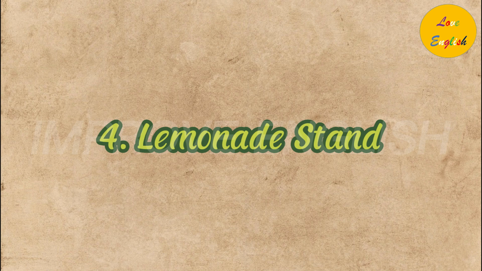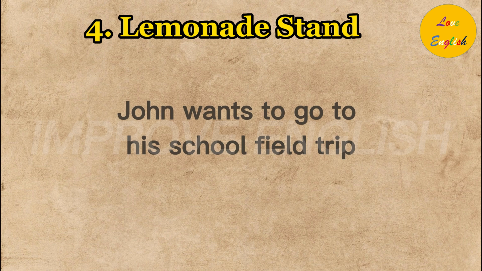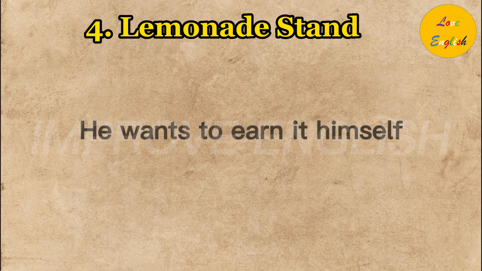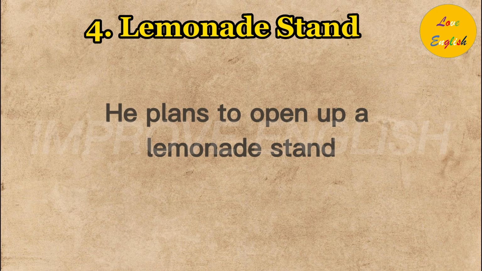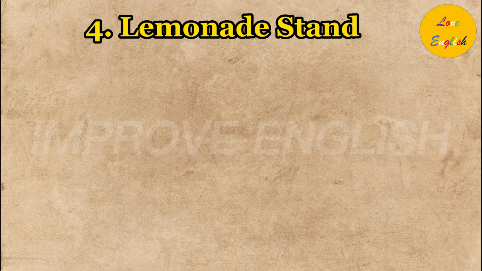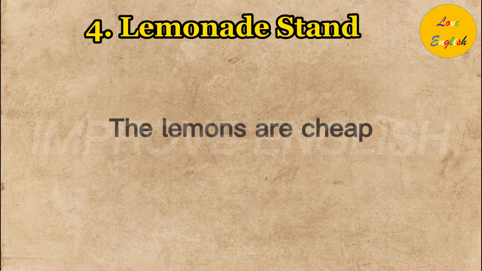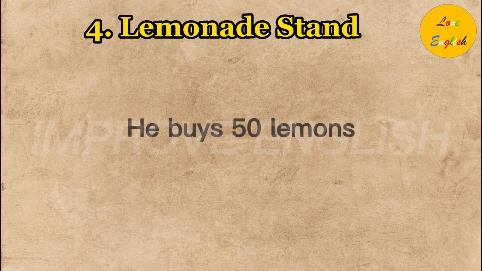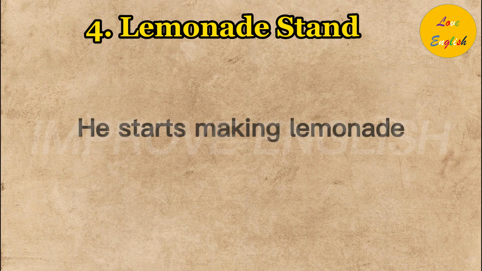4. Lemonade stand. John wants to go to his school field trip. He needs $50. He wants to earn it himself. He plans to open up a lemonade stand. He goes to the market. The lemons are cheap. They are also ripe. He buys 50 lemons. He starts making lemonade.